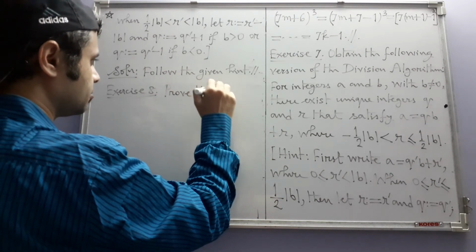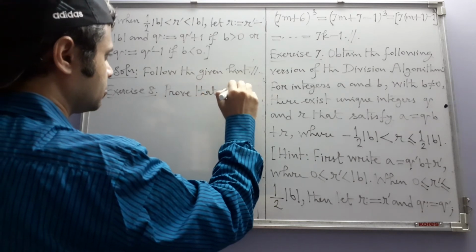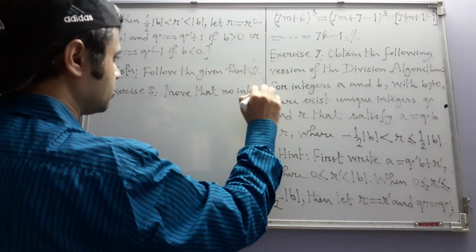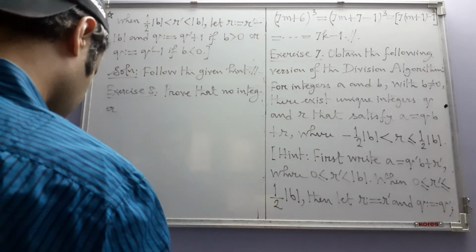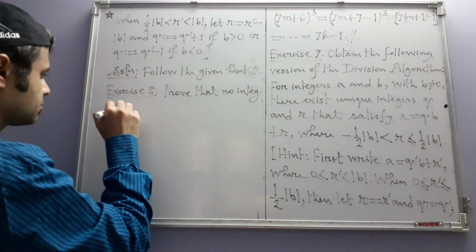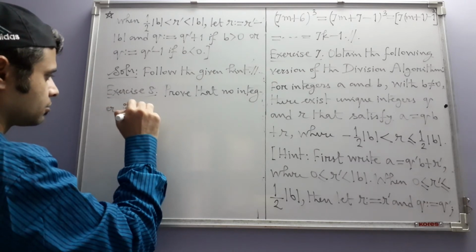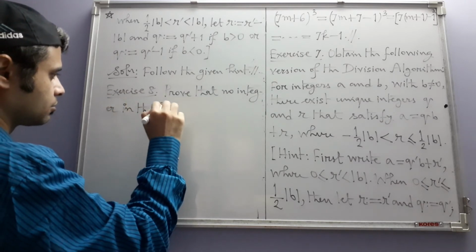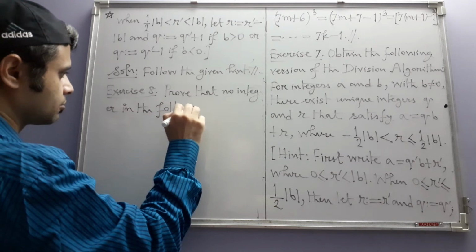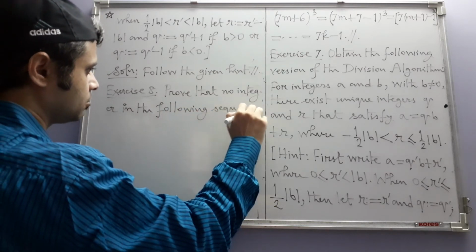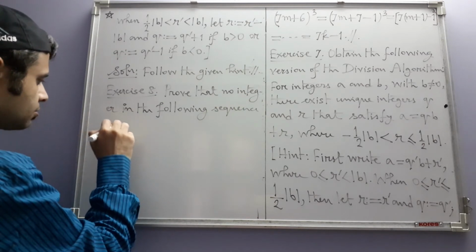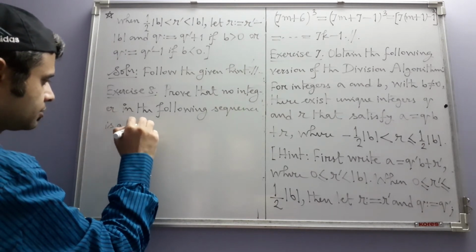Prove that no integer in the following sequence is a perfect square.